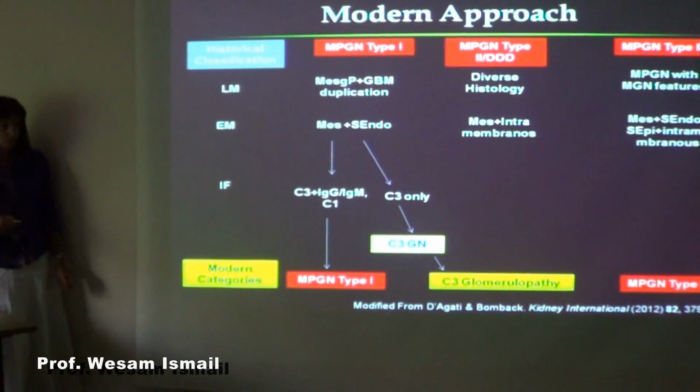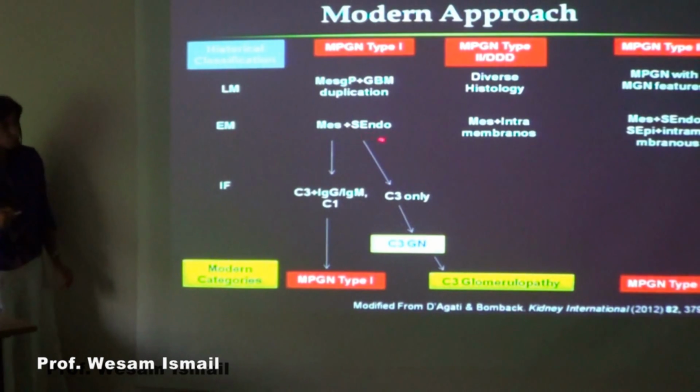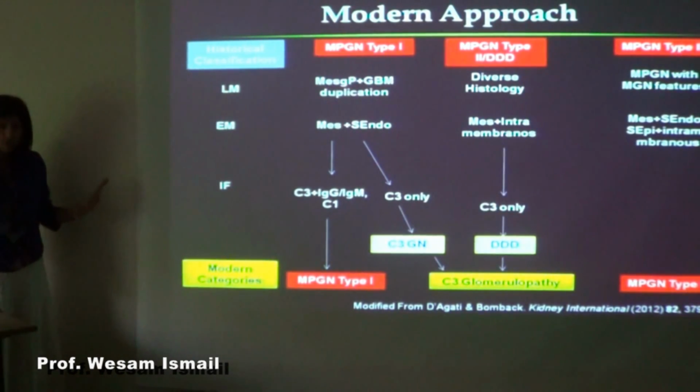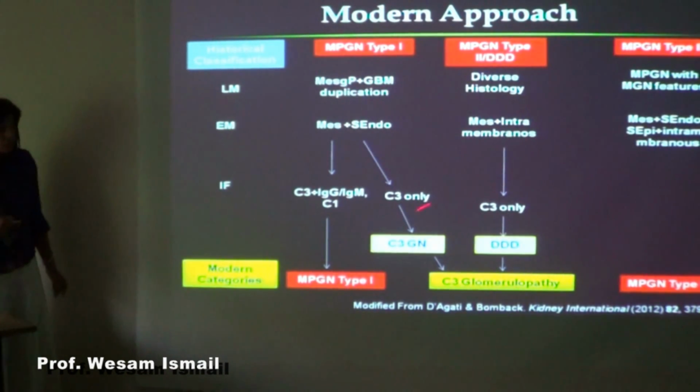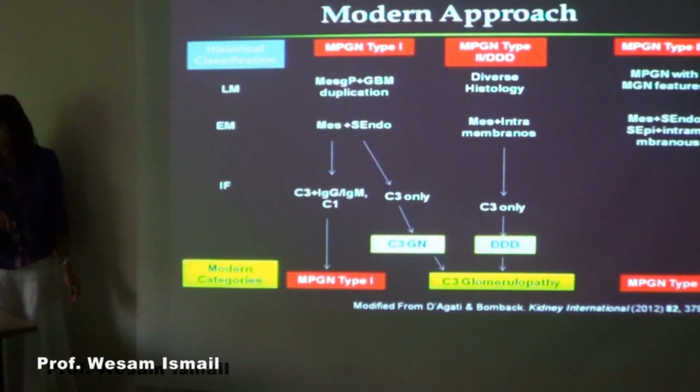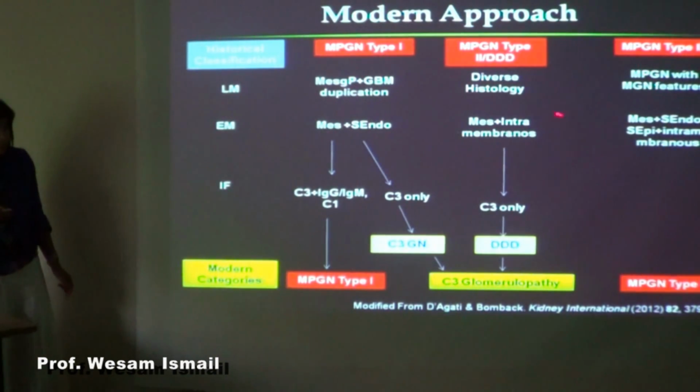and it goes under the umbrella of C3 glomerulopathy. Then we come to type 2, which is the dense deposits, and this have been early on, since the first day it was described, C3 only, and this is why now we also include it under the umbrella of C3 glomerulopathy. Then comes type 3, and this follows the same system as type 1.